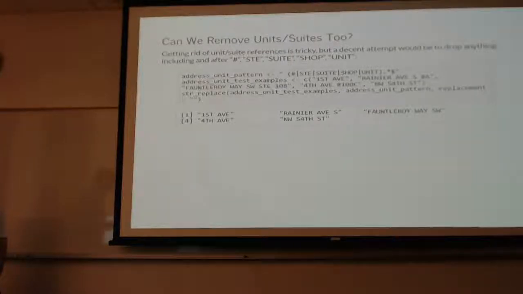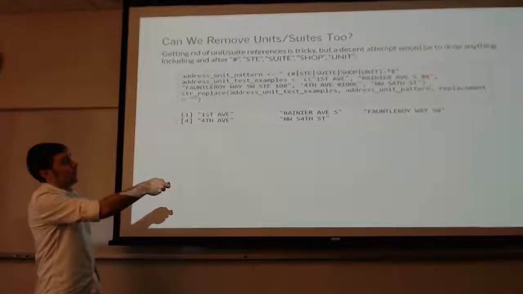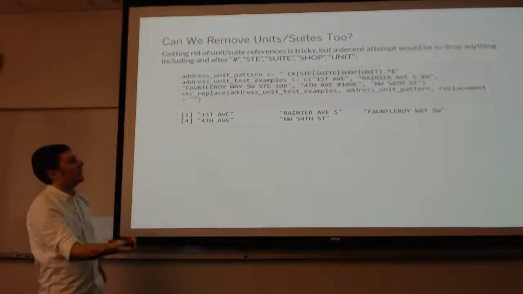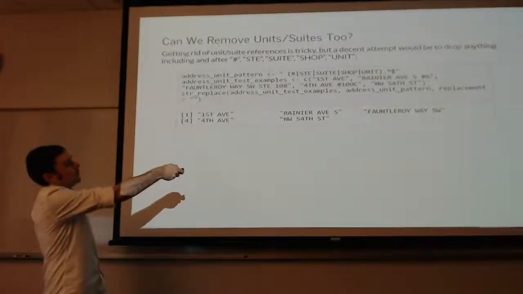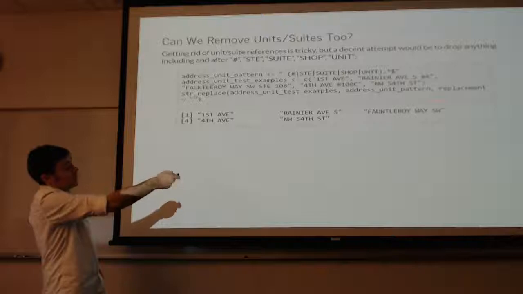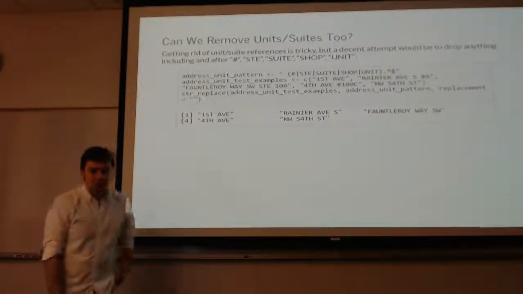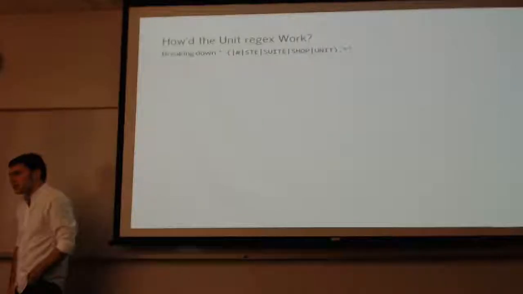We can see that it gets rid of pretty much all of these issues. So for something like Rainier Avenue South, number A, what does number A even mean? It would remove that. For Fauntleroy Way, Southwest Suite 108, it would just reduce it to Fauntleroy Way. So it appears to be getting rid of at least these example cases. Works? So, how does that work?